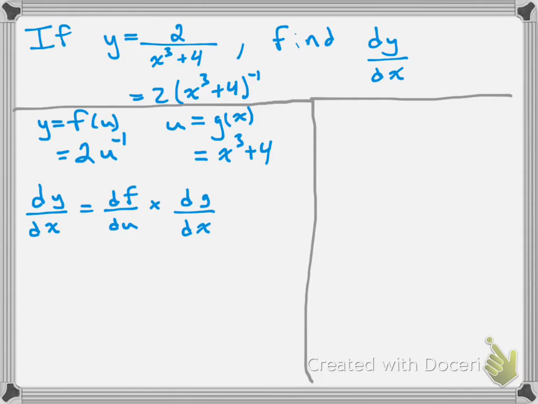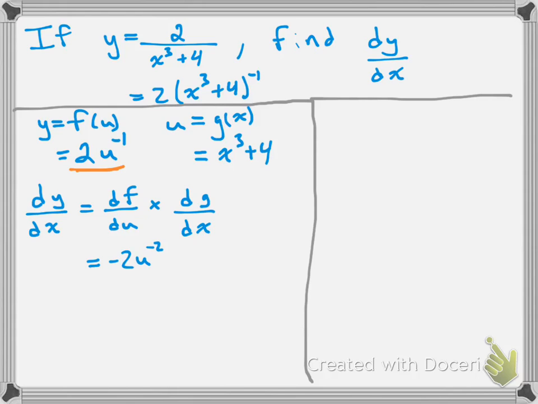So let's start with finding the derivative of f with respect to u. Okay, well, we take a look at our function f, which is with respect to u, which is given up here, right? And I need to take the derivative of that with respect to u. So I take the negative 1 and I multiply it by my 2 up front. So I get 2 times negative 1 is negative 2. And then I reduce the exponent on u by one whole value. So that gives me negative 2u to the power of negative 2. So that is my derivative of f with respect to u.